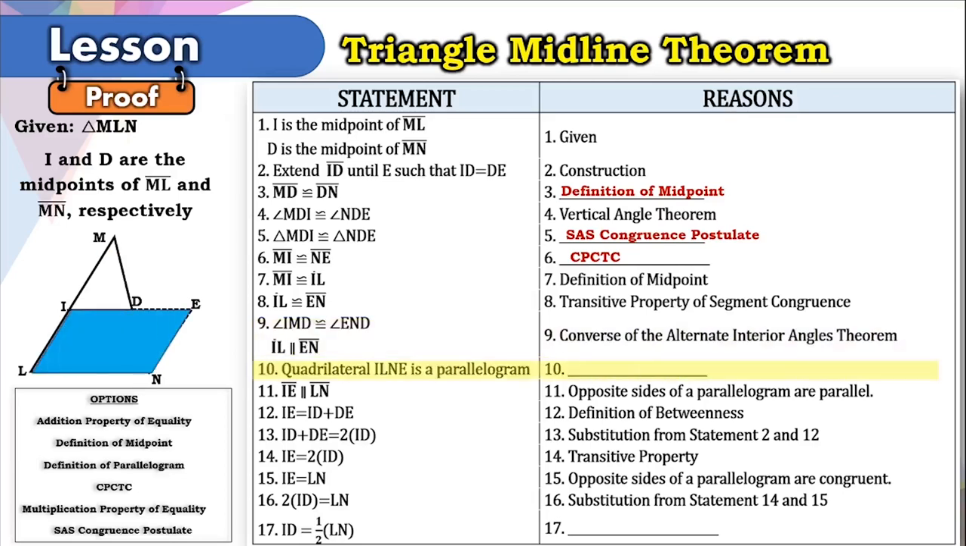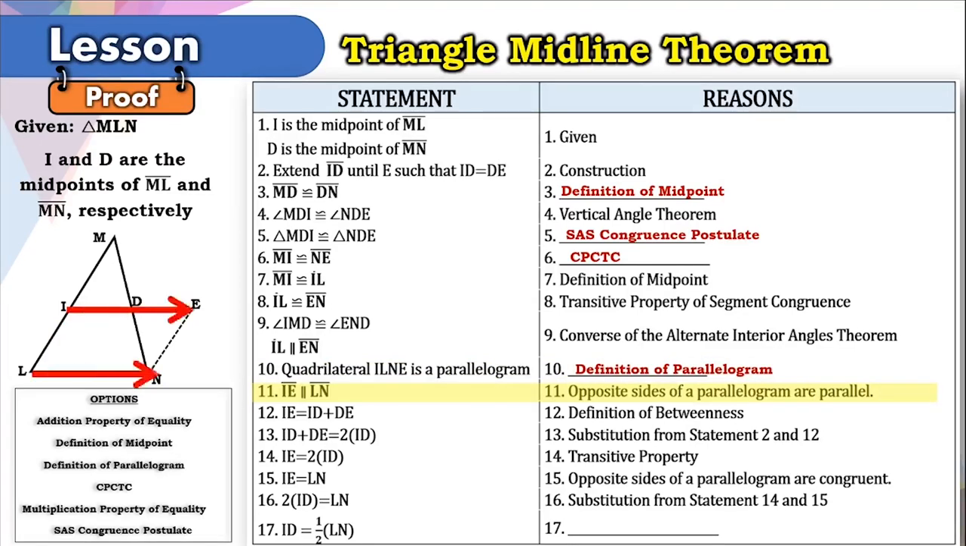Quadrilateral ILNE is a parallelogram, by the definition of parallelogram. Since we form a parallelogram, IE is parallel to LN, because opposite sides of a parallelogram are parallel. IE is equal to ID plus DE, by the definition of betweenness. ID plus DE is equal to 2ID, by substitution from statement number 2 and statement number 12. IE is equal to twice ID, by transitive property.